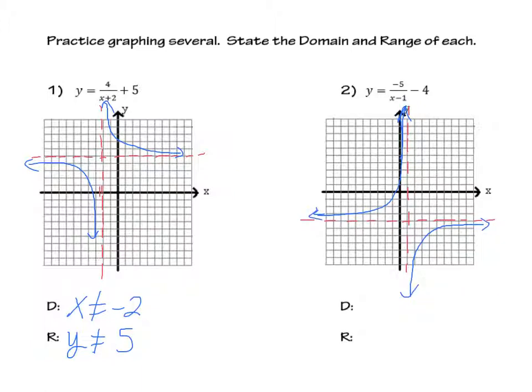As far as our domain and range, your x cannot be, think about your denominator, you don't want x to be 1, and that's where your vertical asymptote is. And your range is always what you don't want y to be, but in this case it's easier to just write what it can't be. Y cannot be -4, because that's where that horizontal asymptote is.